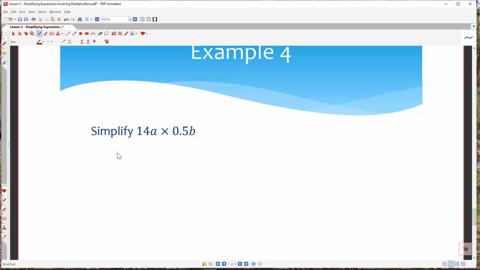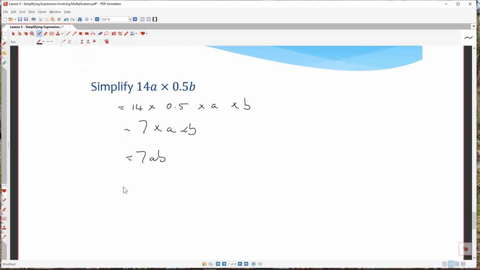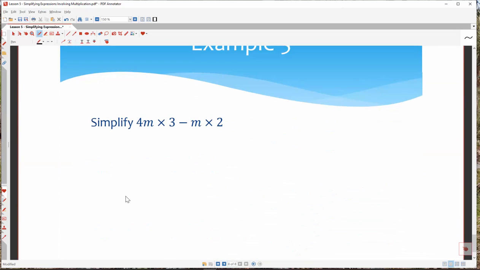Right, and finally we can look at this one here, which is 14 times 0.5 times a times b. So all I've done there in one line is put my multiply signs in and reorder it the way I wanted. Now this is half of 14, which is 7 times a times b, or 7ab, 7ba, whichever one you like of that.